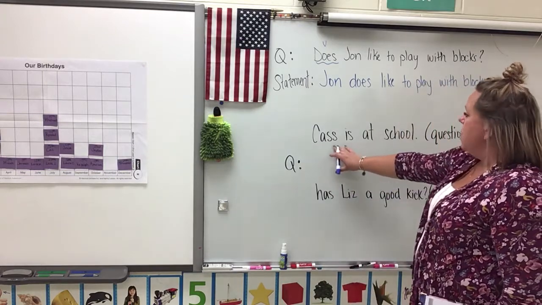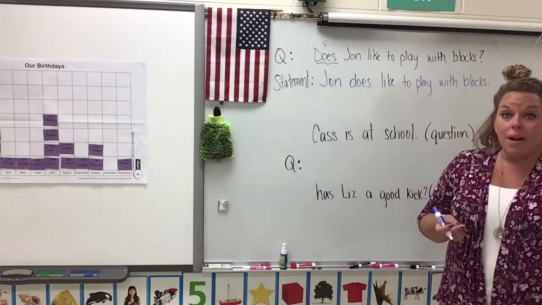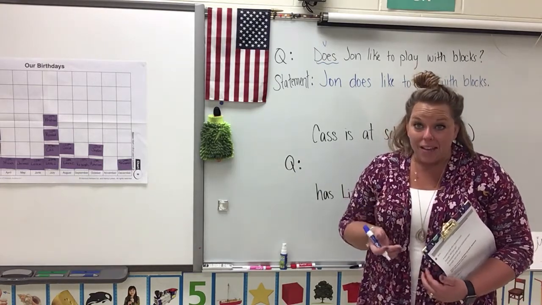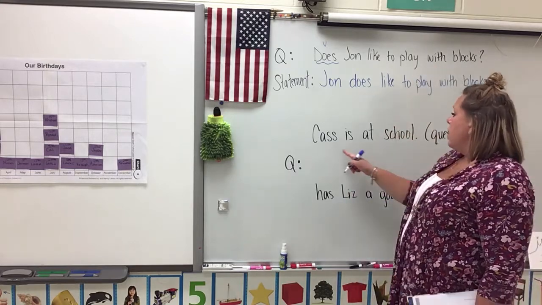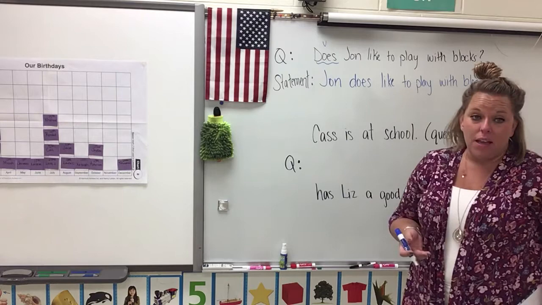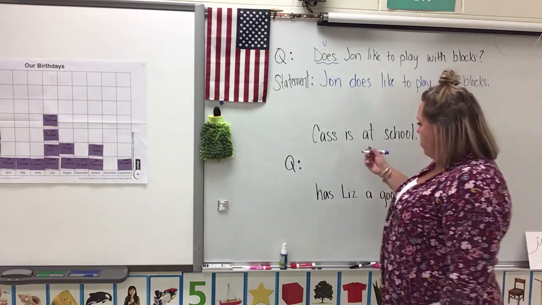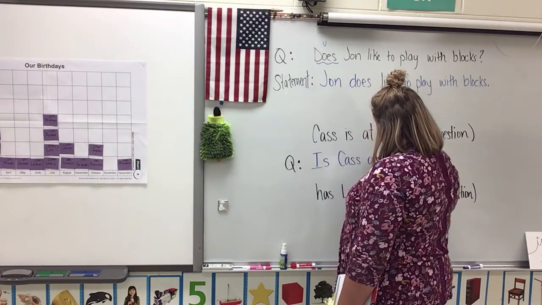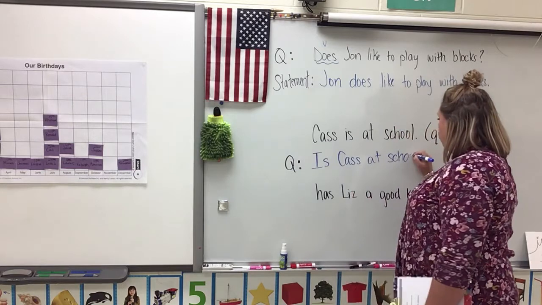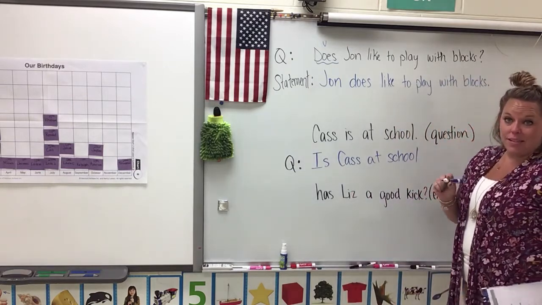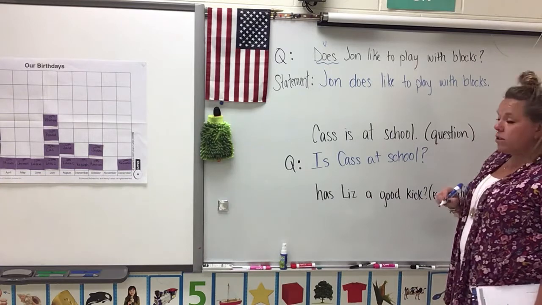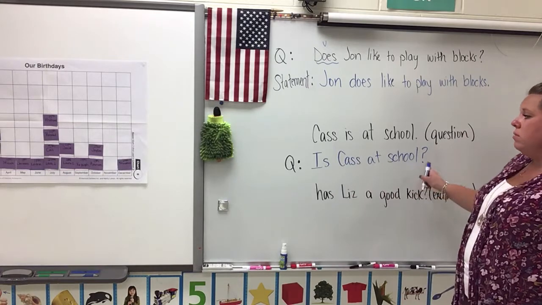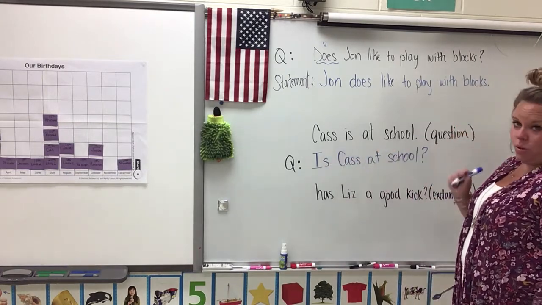So, here's what we have right now. The sentence says, Cass is at school. We want to make that into an asking sentence. We want to ask about Cass at school. So Cass is at school. How would we make that into a question? We would say, is Cass at school? And what would I need to put at the end of that sentence? I would need to put a question mark. Why? Because it's asking us something. Is Cass at school? And we could say, yes, Cass is at school.